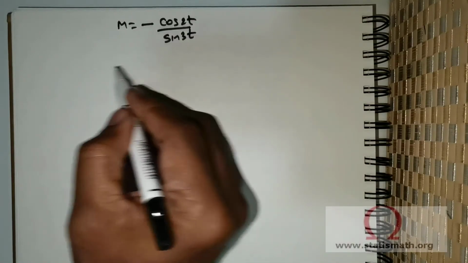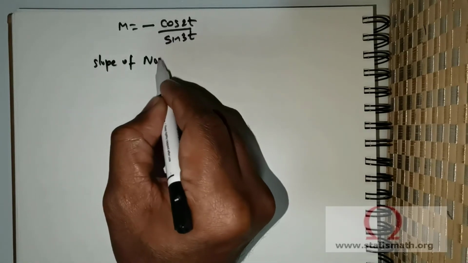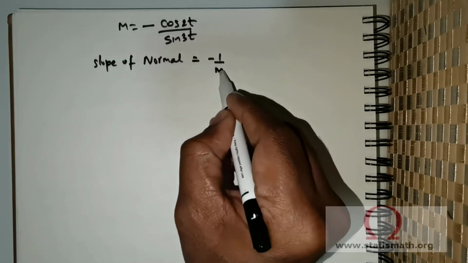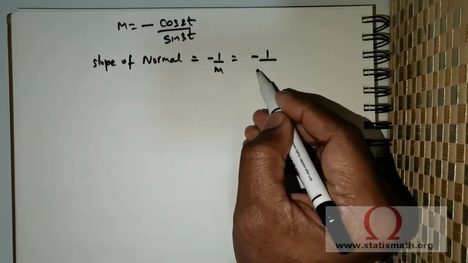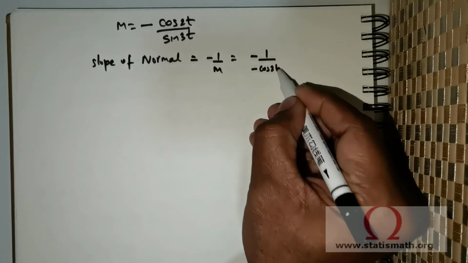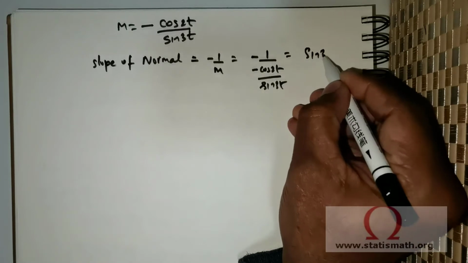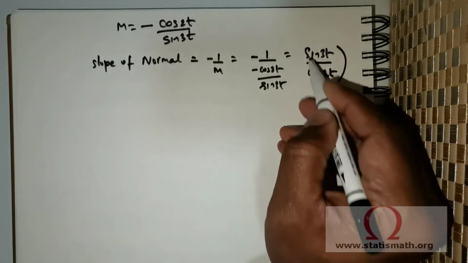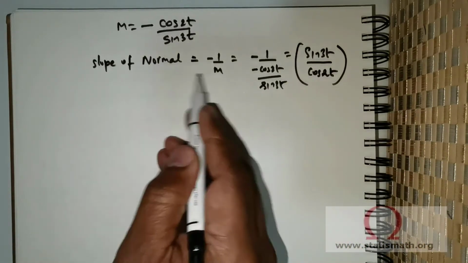Now if you want to find the slope of the normal, then the expression would be negative 1 over m. In this case it's going to be negative 1 over the slope value, that's negative cos 2t divided by sin 3t, which is going to be sin 3t divided by cos 2t. This is going to be negative 1 over m when you are requested to find the equation of the normal.